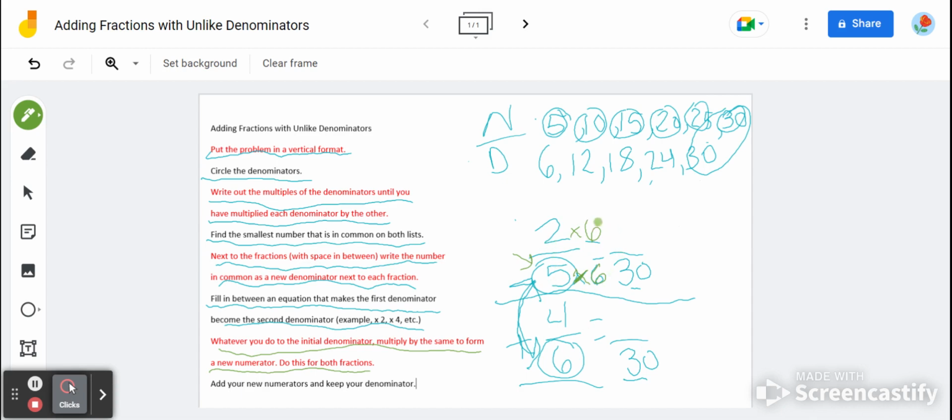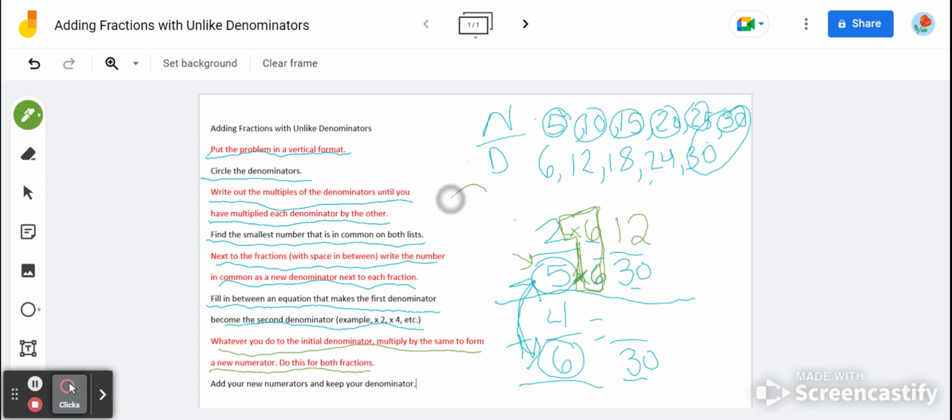And really, 6 over 6 is 1. So we're timesing by 1 here. This should be a giant 1. We're timesing by 1 to get the same number in a new form because any number times 1 is the same. So now we have 2 times 6, which is 12. So our new numerator is 12. 2/5 is the same as 12/30.